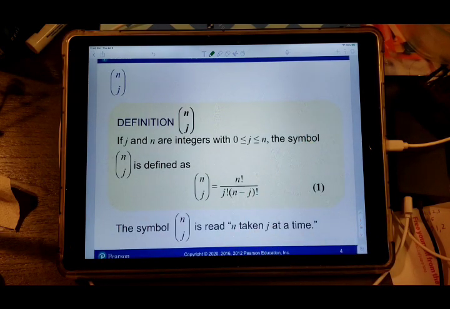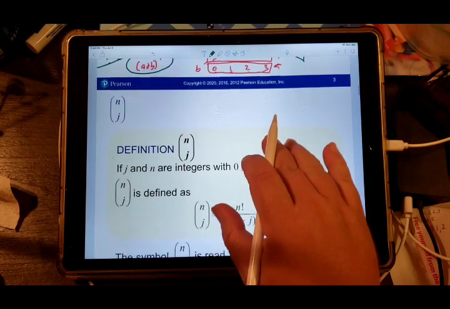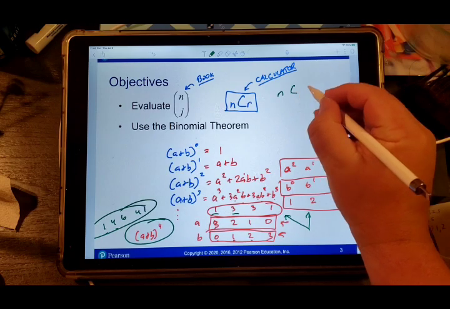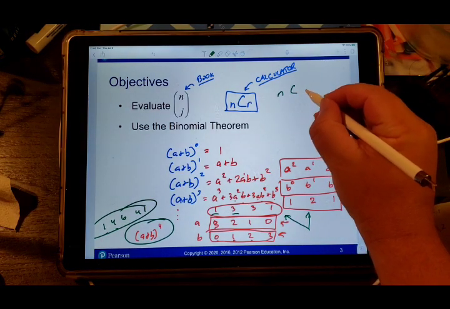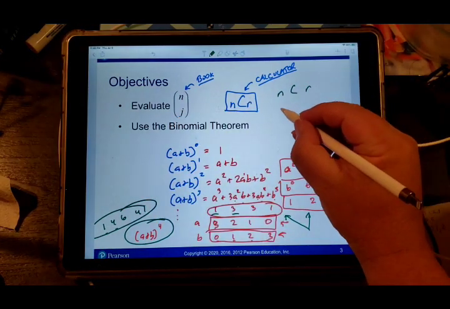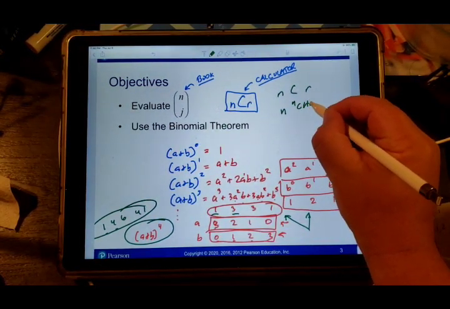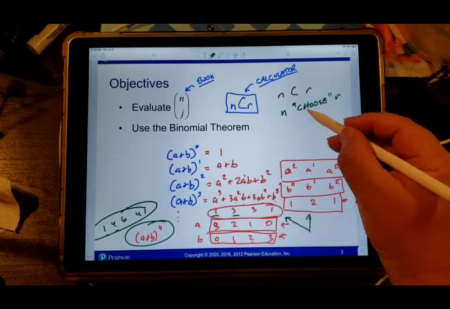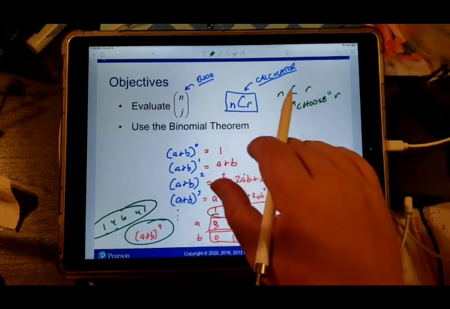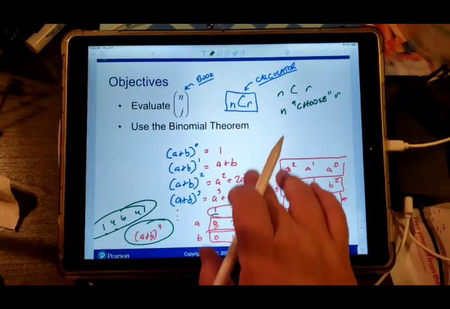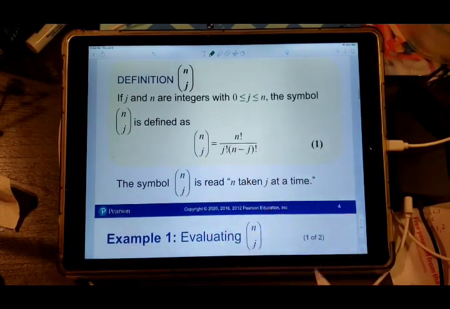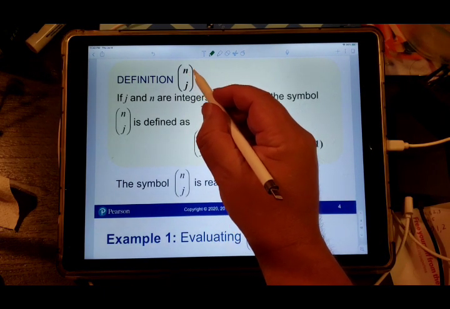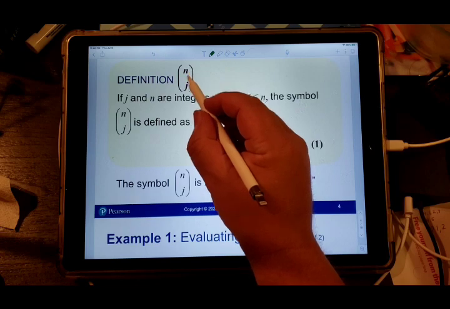I just said it, but I don't think I ever gave it a name. I said it as nCr, and that's the way people sometimes say it, nCr or nCj. And sometimes we say "choose" to give the C an actual word, and "n choose r," or in this case, "n choose j." You might hear me say that because I don't really have a way of reading it without the C or the word choose. All right, so we're given this.